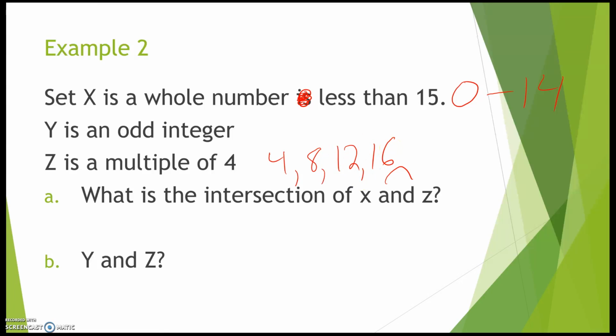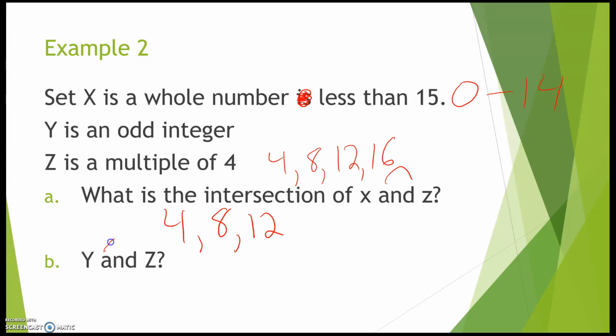So what's in common between the two? Well, 4 is in both sets, 8 is in both sets, and 12 is in both sets. Nothing else would be in both sets. So there are their multiples of 4.